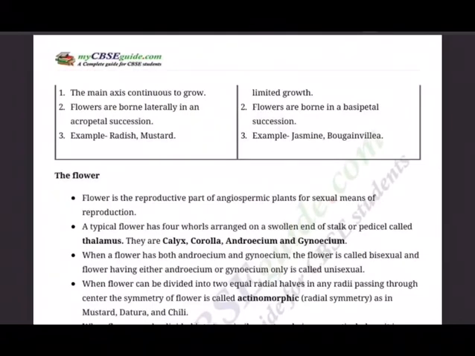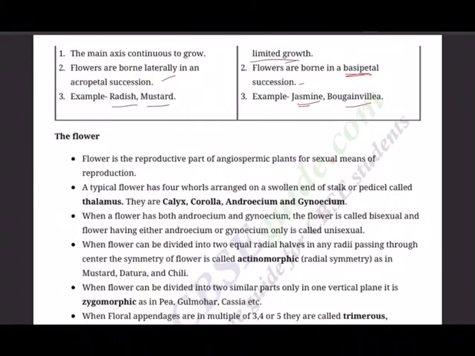In racemose, the main axis continues to grow, whereas in cymose the main axis has got a limited growth. Flowers are borne laterally in an acropetal succession. Example, radish, mustard. In cymose, flowers are borne in a basipetal order, base to top, like mallige, jasmine, bougainvillea. So just keep on seeing this in your local garden, in your own garden, then you understand better.